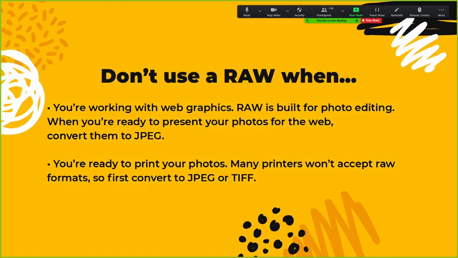Next, don't use a RAW when you're working with web graphics. RAW is built for photo editing. When you're ready to present your photos for the web, convert them to JPEG. So keep in mind that if you're finished with the edits, you can save the RAW as JPEG. And don't use a RAW when you're ready to print your photos. Many printers won't accept RAW formats, so first convert to JPEG or TIFF.